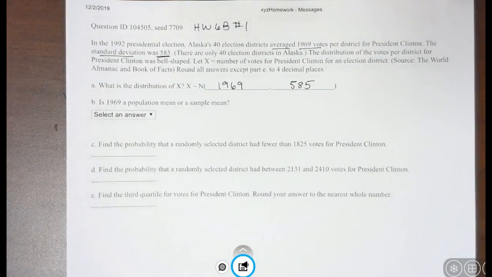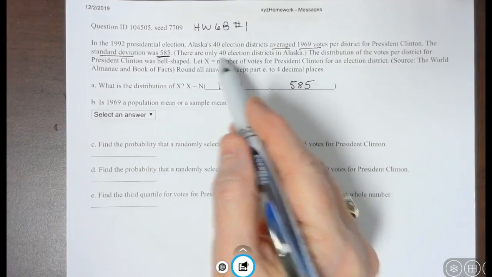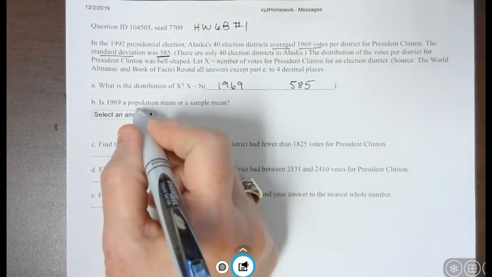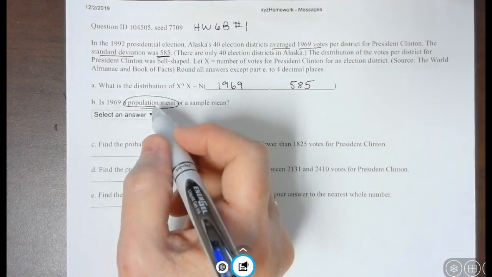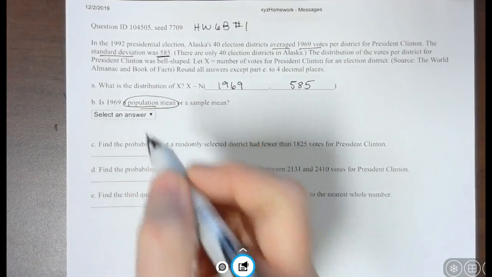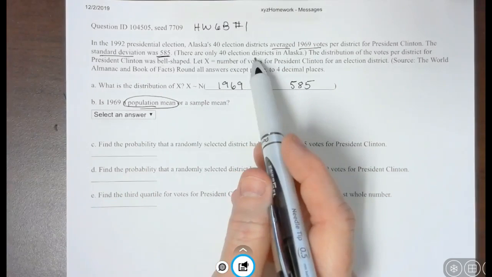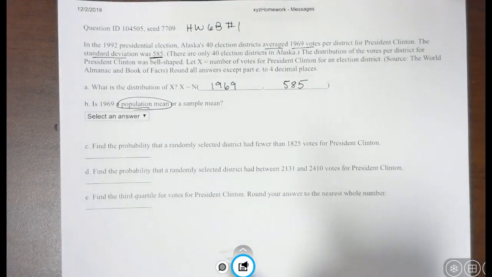Now, the other one wants to know, is this a population mean or sample mean? Well, since this is all the districts in Alaska, that tells me it would be the population mean. So it's the total. We didn't randomly select a group out of these 40 election districts. We took all of them to find this mean and this standard deviation.